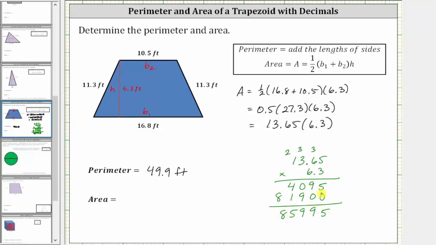And again, the product must contain 3 decimal places, and therefore the product is 85.995, which means the area is 85.995. Because the lengths are in feet, the area is in square feet or feet squared.